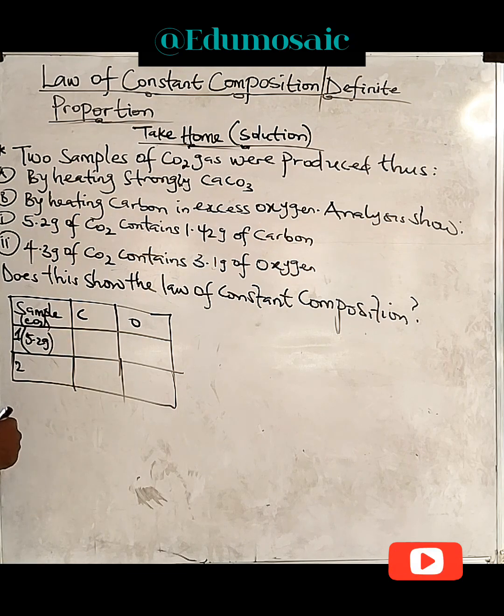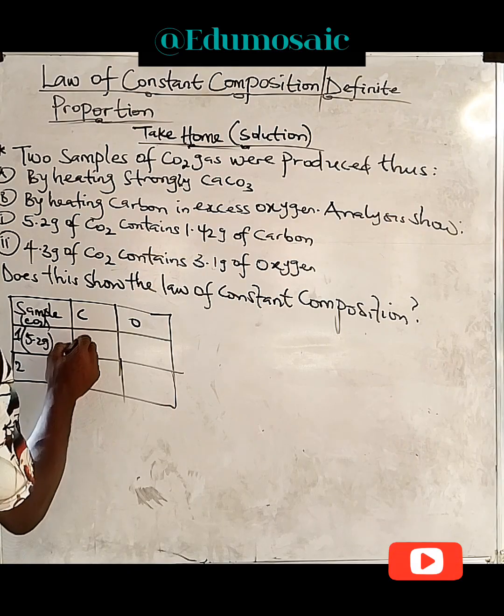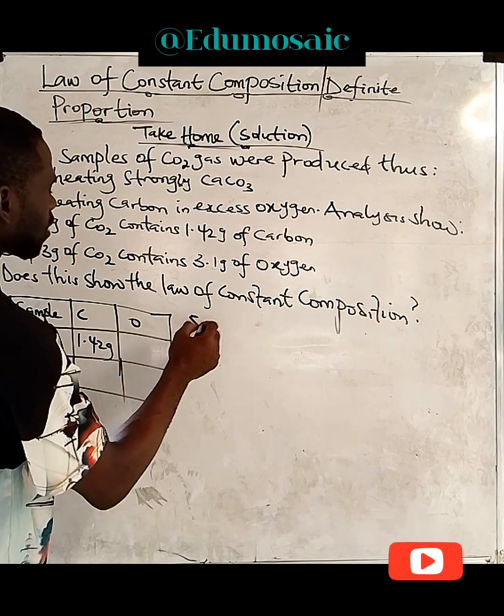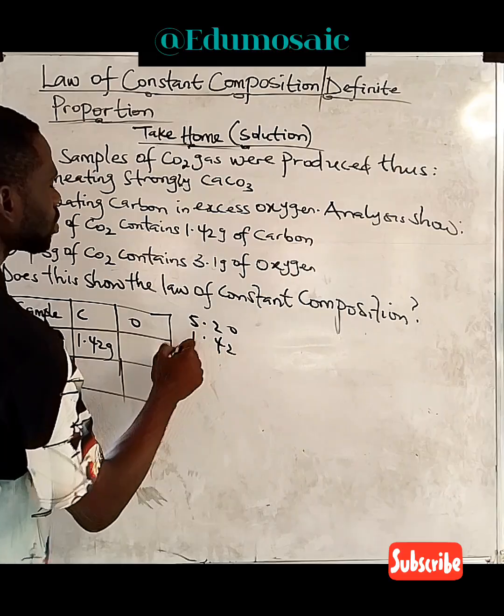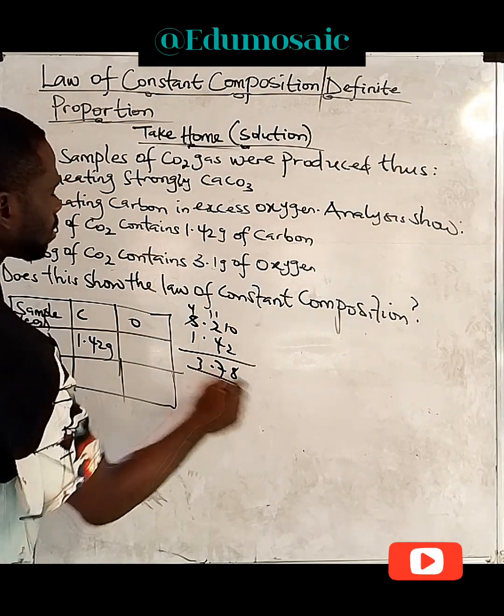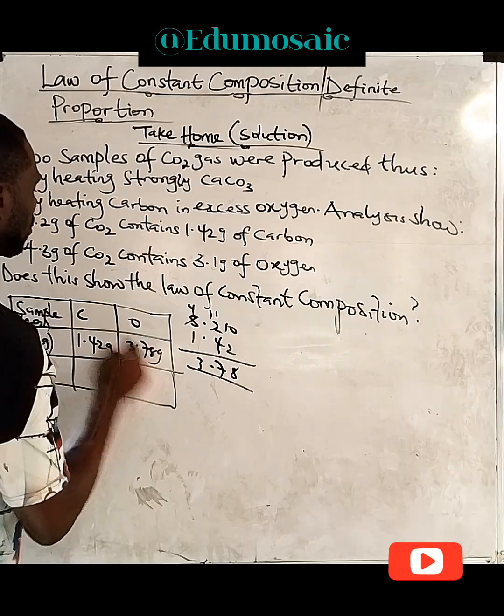So let's say 5.2 gram of CO2 contains 1.42 gram of carbon. And then after that, how much oxygen do we have? We're just going to do the mass: 5.2 minus 1.42. That gives us 3.78 gram of oxygen.